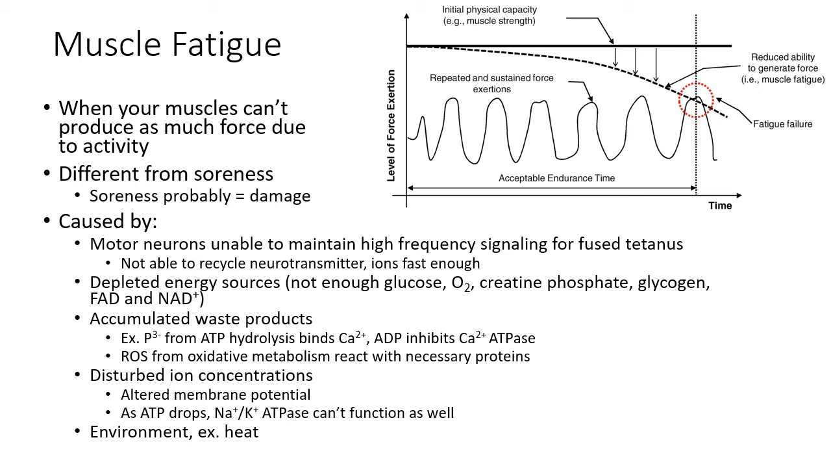Also, as you're continuing the muscle contractions, your ion concentrations will get out of whack. You're going to end up with more sodium inside the cell, more potassium outside the cell. If the sodium-potassium pump can't reset those gradients fast enough, that can interfere with the action potentials that you need for muscle contraction. Also, as your ATP levels are dropping, the sodium-potassium pump is not going to work as well because it needs ATP to work. And then finally, different environmental conditions can cause fatigue. For instance, heat. For some reason, your muscles will become fatigued more quickly if you're using them in a hot environment.